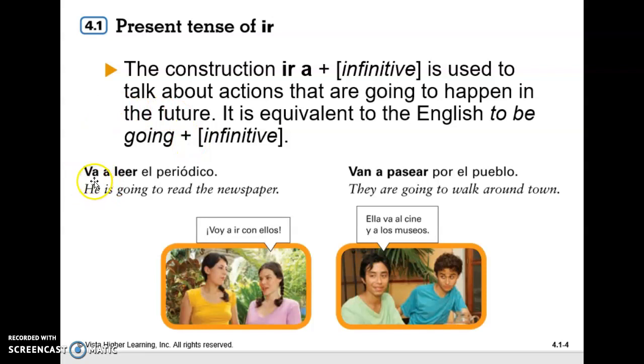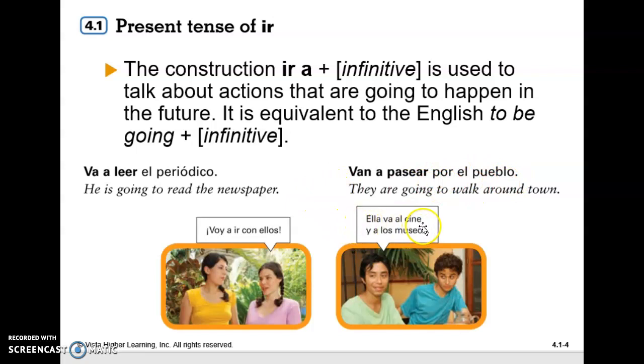And we have in here, va a leer el periódico. He is going to read the newspaper. In here we skipped el, but we can also use it in here if you want to. Él va a leer el periódico, or only va a leer el periódico. Van a pasear por el pueblo. They are going to walk around town. Ellos van a pasear por el pueblo.